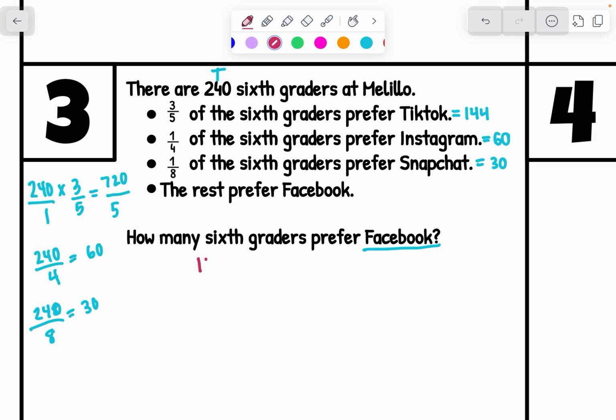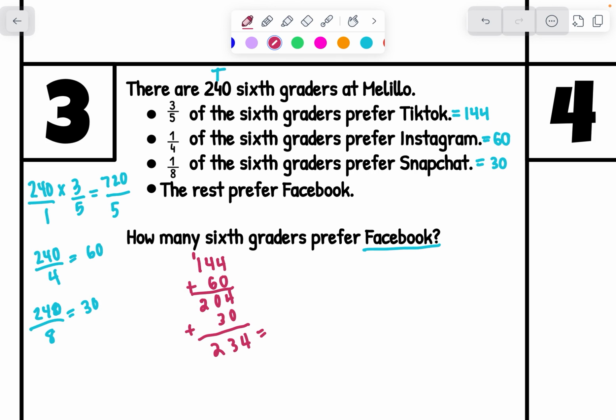So 144 plus 60. 4 plus 0 is 4. 4 plus 6 is 10. Carry the 1. That's 2. Then I'm going to add the 30. So 4, 3, 2.